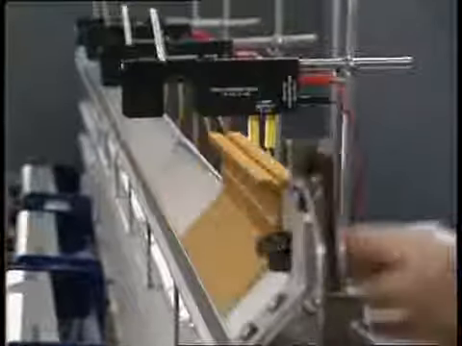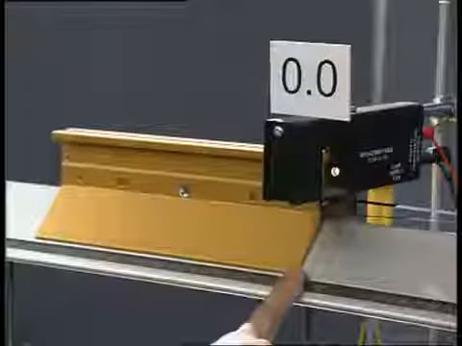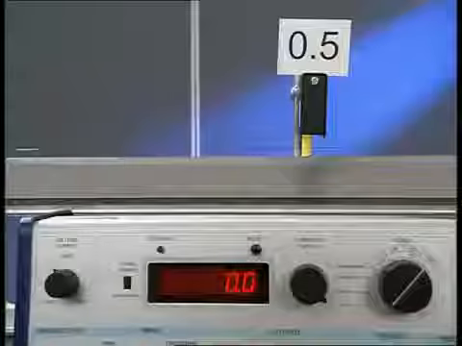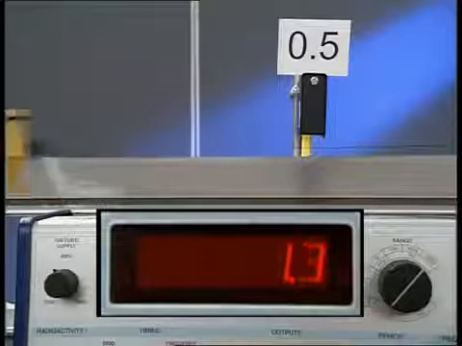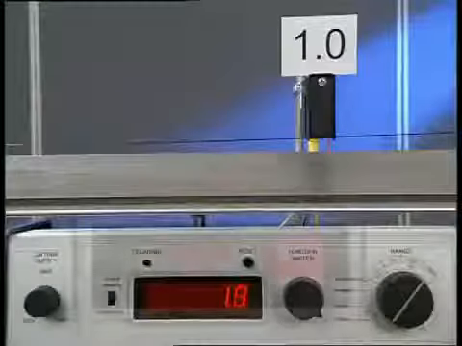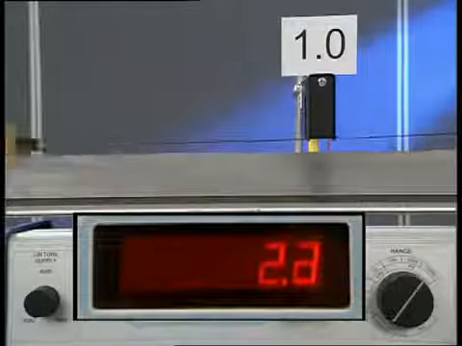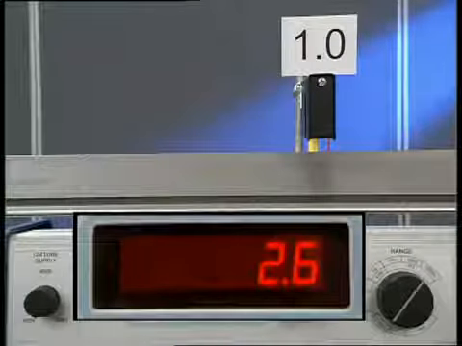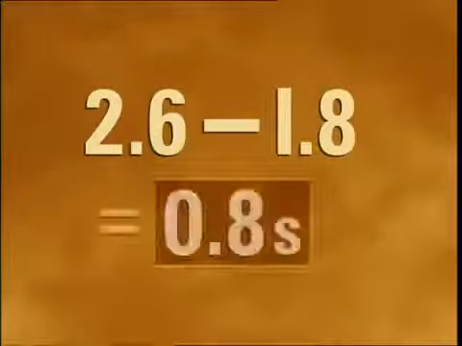As the vehicle passes through the first gate, all the timers start. As it passes through the next light gate, the first counter stops, and then the second, and then the third. To cover the first half a metre, it took 1.8 seconds. The timer reads 1.8 seconds at the start of the next half metre, and 2.6 at the end. To travel the second half metre, it took 2.6 minus 1.8, which is 0.8 seconds.